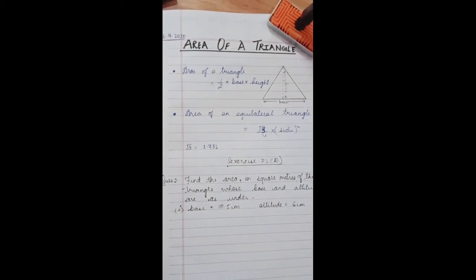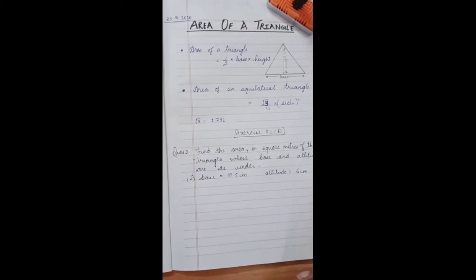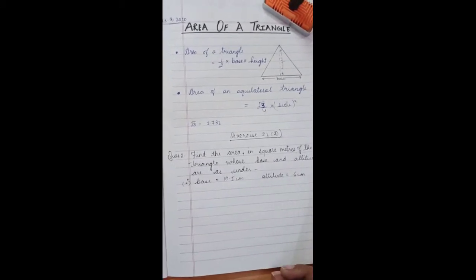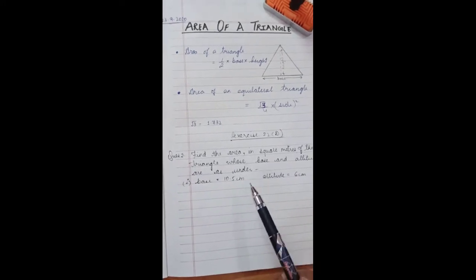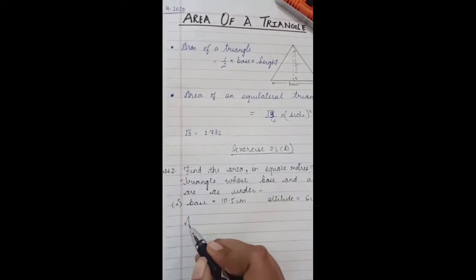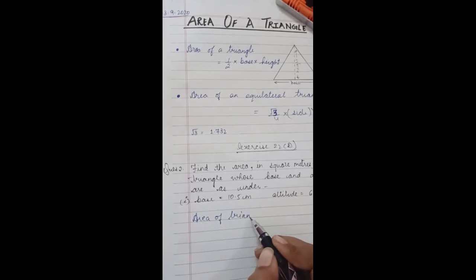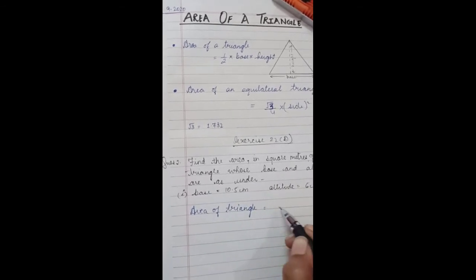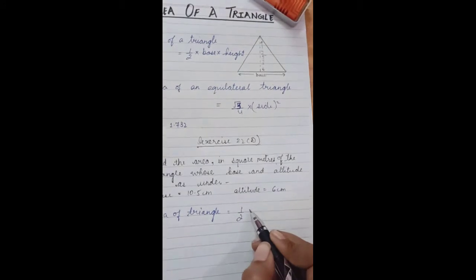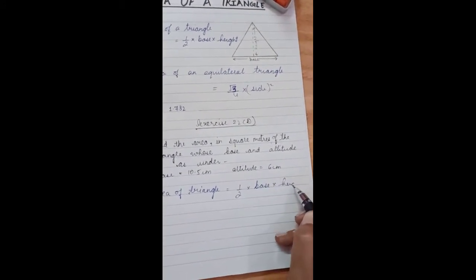Okay, let's begin the exercise 22D. This is question number 2. Find the area of the triangle whose base and altitude are as under. What is given here? Base and altitude is given. So we have to find the area of a triangle. Area of triangle is equal to 1/2 base into height.